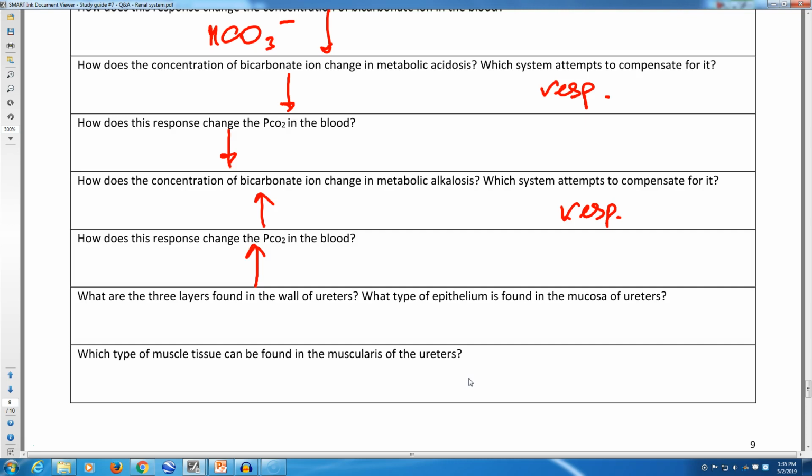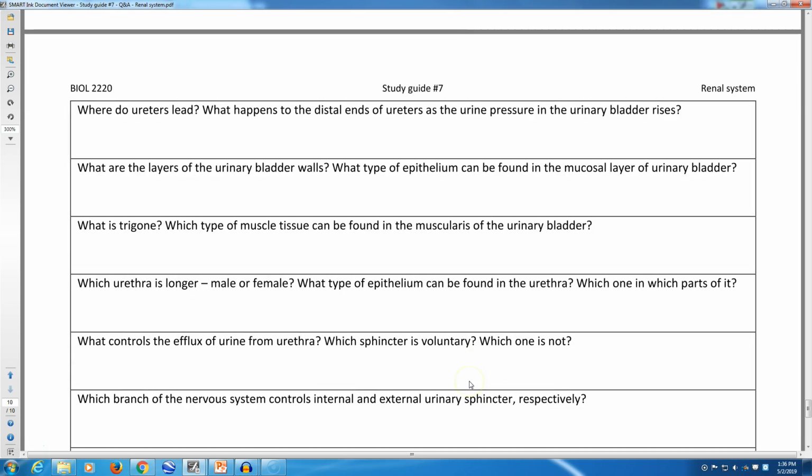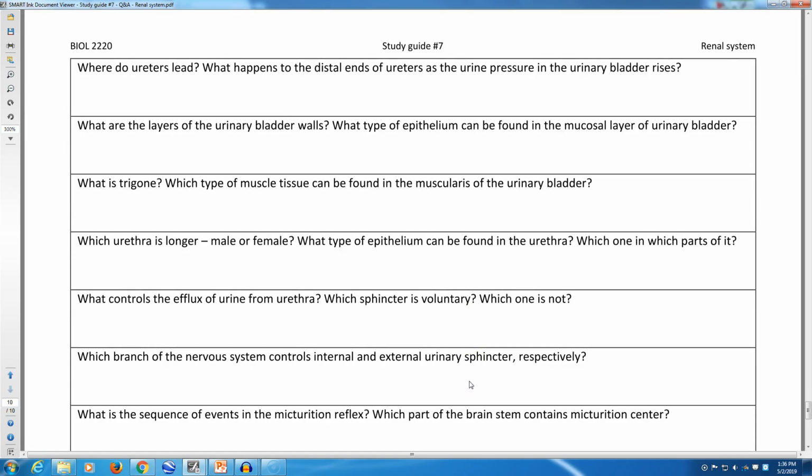Three layers in the wall of the ureters: mucosa, muscularis, adventitia. Epithelium is transitional. Muscle tissue is smooth. Ureters lead to the urinary bladder. Distal ends close as the pressure in the urinary bladder rises.